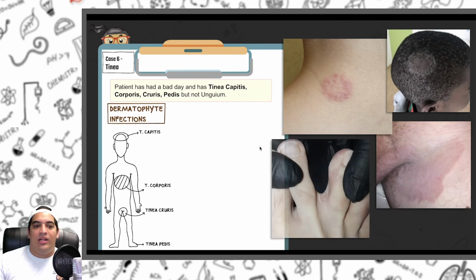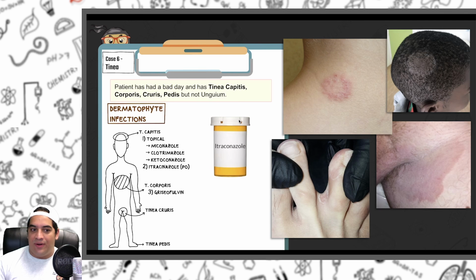All right. You have a patient who has a terrible day. They have tinea capitis, tinea corporis, tinea cruris, and tinea pedis. So they have an infection of this nasty fungus on the head. They have it on the body. They have it at the groin. Okay, and they even have it on the feet. If this happens, what is the particular treatment for these patients? In a theoretical world, we would treat them with topical agents first: miconazole, clotrimazole, ketoconazole. We could even escalate to PO itraconazole. And then if that doesn't work, we can even consider something like griseofulvin.